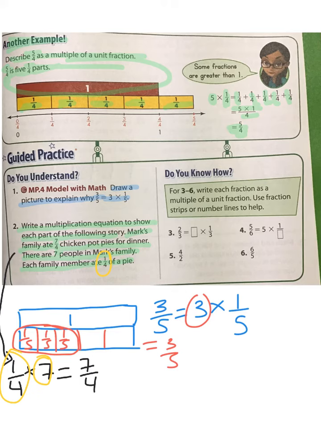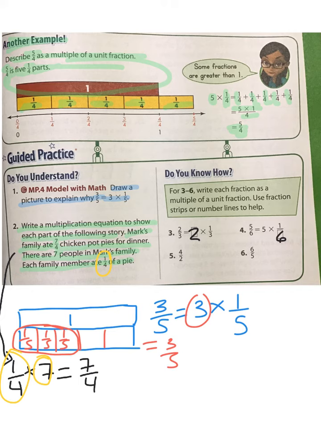All right, let's look at number 3. So for number 3, 2/3 equals 2 times a third. Number 4, 5/6 equals 5 times, use your denominator, 1/6. We have to write each fraction as a multiple of a unit fraction. Use fraction strips or number lines to help. Sorry, I did the first 2 before I read that out loud to you.